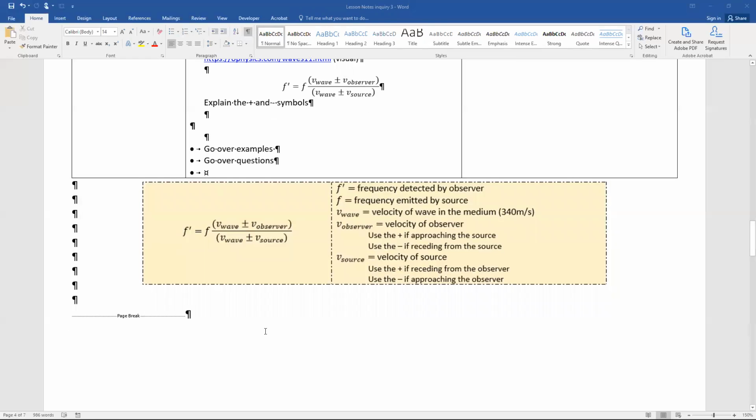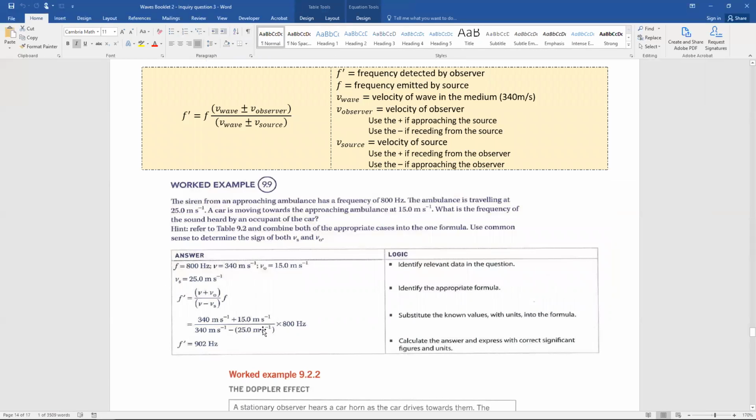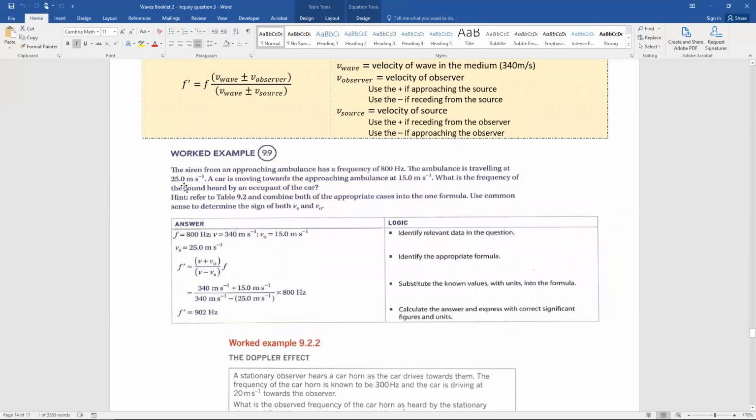Okay, here we got an example. It says, the siren from an approaching ambulance has a frequency of 800 hertz. Okay, pretty simple. The ambulance is traveling at 25 meters per second. Okay, so we know that it's moving. A car, which is the observer, is moving towards the approaching ambulance. So they're coming towards each other. What is the frequency that the sound is heard by the person inside the car? So let's have a look at that.